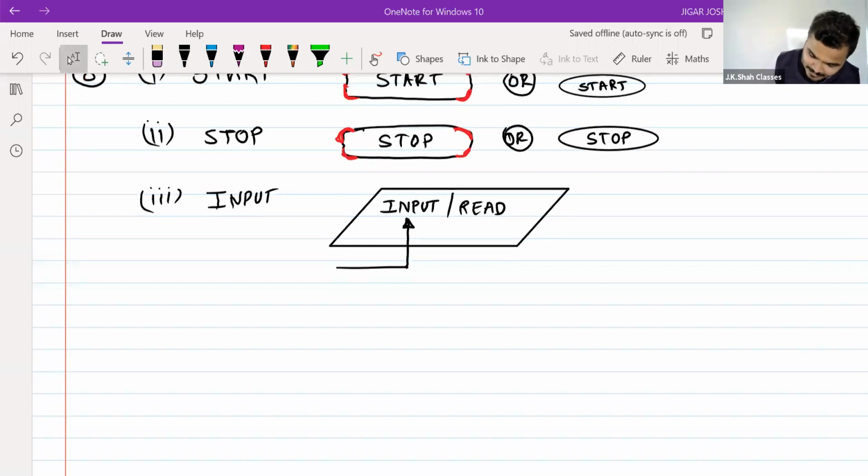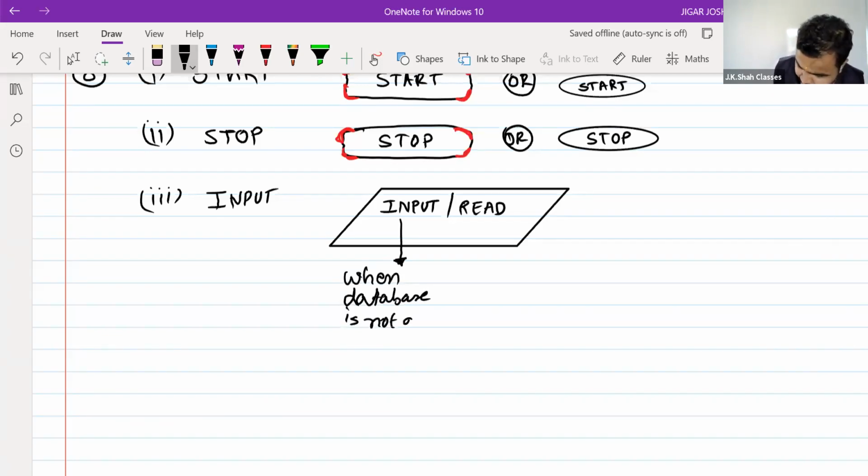So when to use the input command, my dear chartered? Sir, the input command will be used when the database is not given. Understood? Yes, sir. When the database is not given, my dear charter, then that will be regarded as what? Sir, we should write it down as input. Okay? Yes, sir.